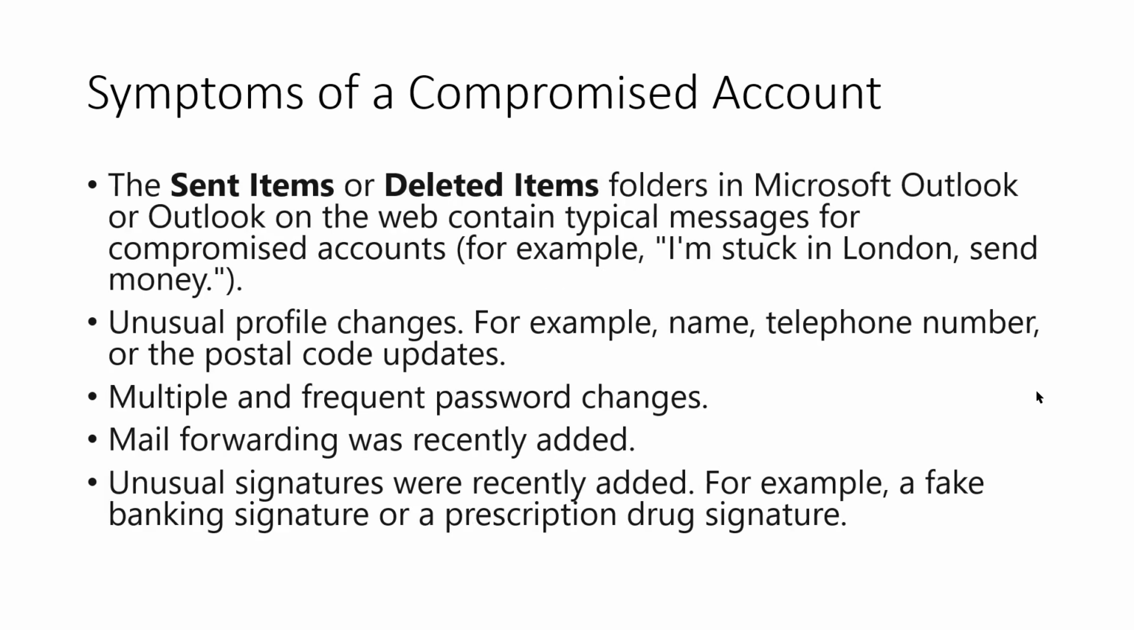Here are some more symptoms of compromise. The sent or deleted items folders in Outlook or Outlook on the web version I was just showing you contain messages for compromised accounts, such as I'm stuck in London, send money, and those types of things. Now, of course, a user would have to be aware of those types of emails and seeing those by clicking around in some of those, and that might not always happen. So that might be a difficult ask for a user to check.